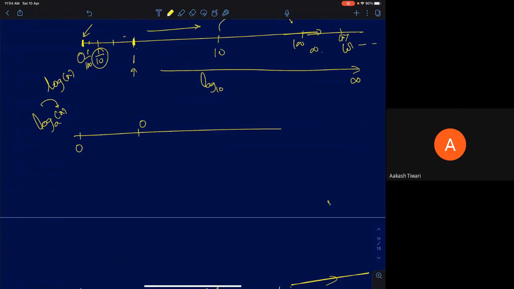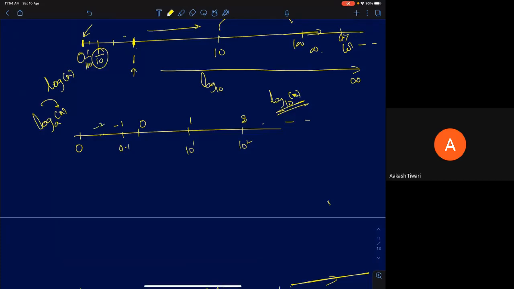Now let's assume I'm going to take log to the base 10 of x. If x is 10, what will be log to the base 10 of x? That will be 1. If x is 10 squared, it's going to be 2, and so on. Similarly, if x is 0.1, it's going to be minus 1. If x is 0.01, it's going to be minus 2.